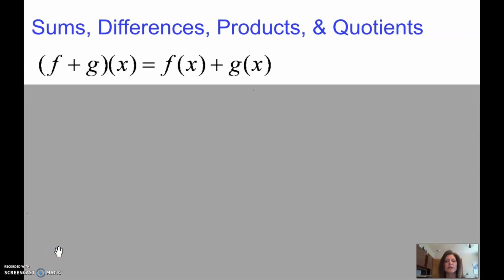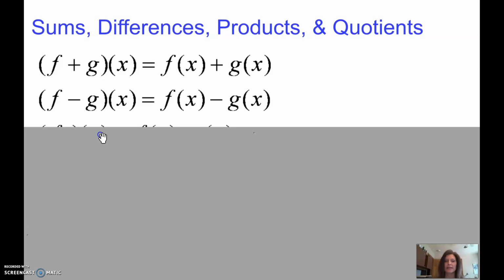In this video, we want to take a look at sums, differences, products, and quotients of functions. The definitions are actually very intuitive. So if I see f plus g of x, that means I'm going to figure out what f of x is, what g of x is, and then add those two things together. Likewise, you can guess that if it's f minus g, we'll take f of x minus g of x. We just have to be careful with our signs on that one.